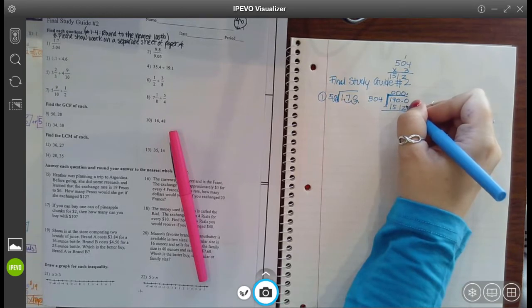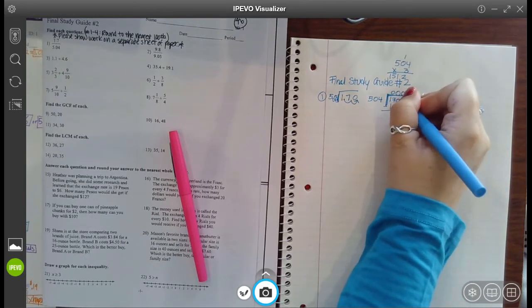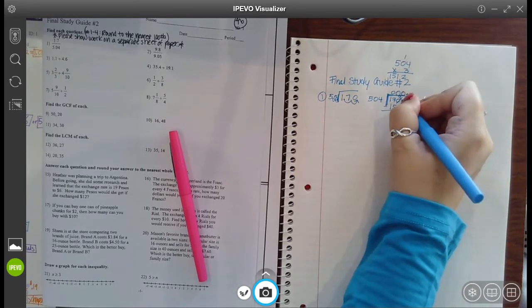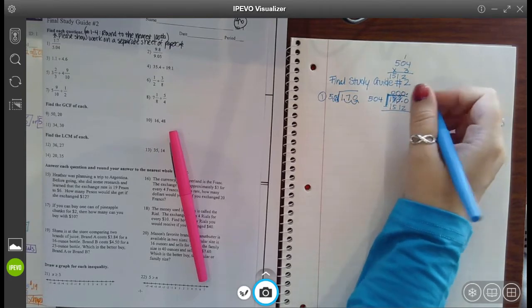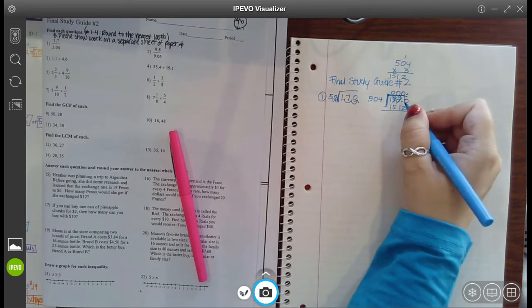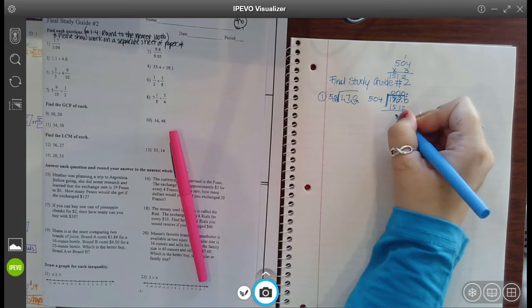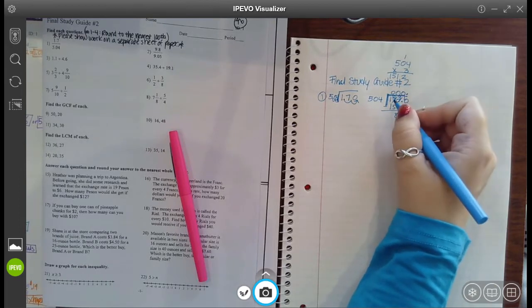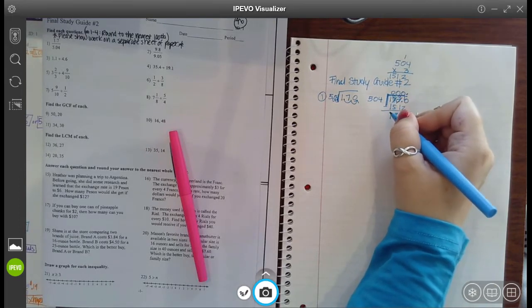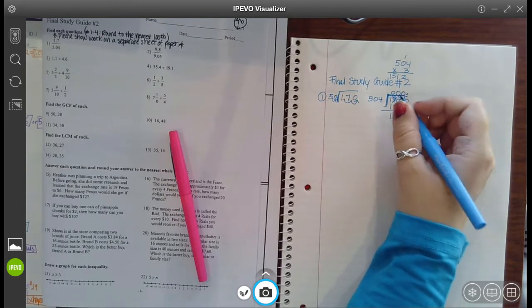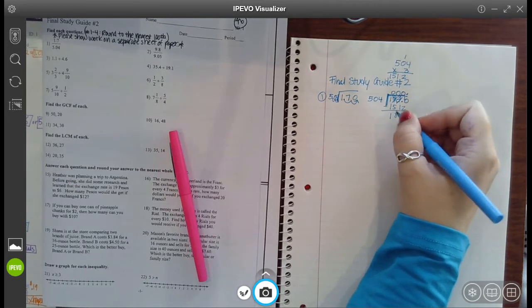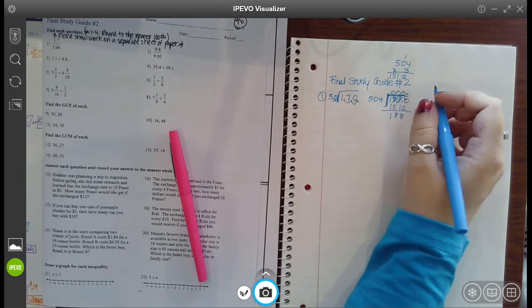You can't take 2 from nothing. So go next door and borrow. And there was really nothing there, so borrow again. There we go. Okay, 10 minus 2 is 8. 9 minus 1 is 8. And 6 minus 5 is 1. And 1 minus 1 is 0. This number always has to be less than what you're dividing by. It is: 188 is less than 504.